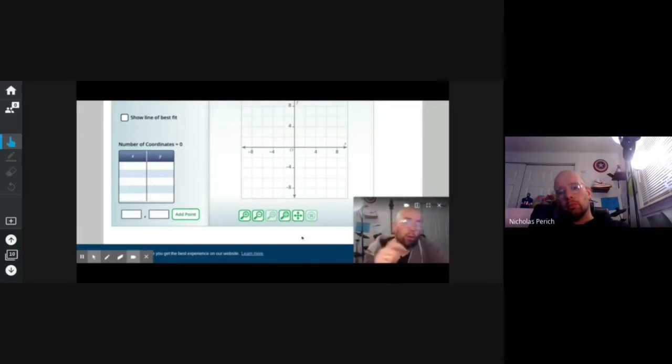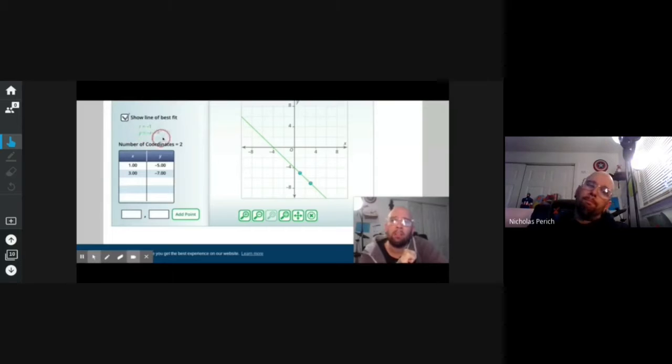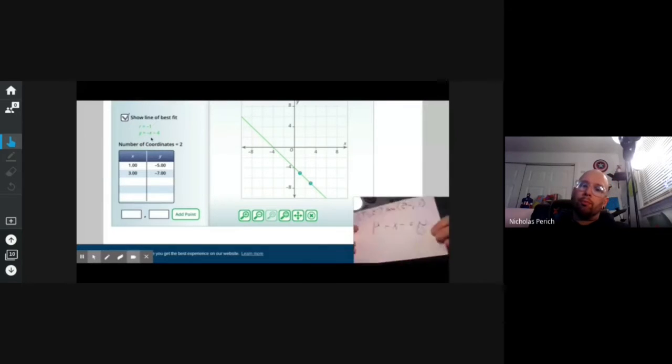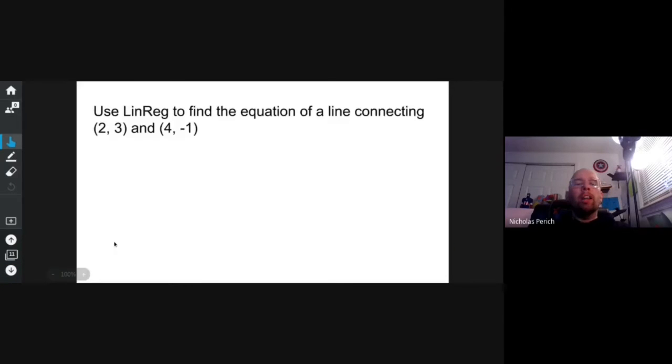This is what I do. I go down here to where it says add points and I type in my 2 points. 1, -5, add point, and 3, -7, add point. Once you have at least 2 points typed out, you can click on show the line of best fit, and it gives you the equation for the line of best fit. In this case, my equation for line of best fit is y equals -x minus 4, as seen right there in the picture. So the equation of a line connecting blah, blah, blah. I know it's backwards. Leave me alone.